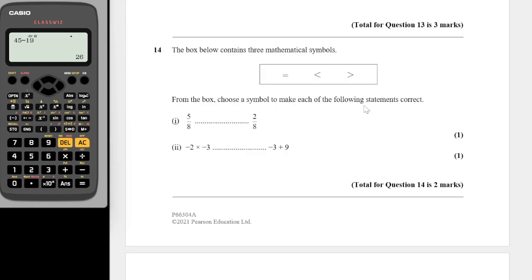Okay, question 14. A box contains 3 mathematical symbols: equals, less than, greater than. From the box, choose a symbol that makes the following statements true. Well, 5/8 is bigger than 2/8, so that's going to be that symbol. Minus 2 times minus 3 would be 6. And minus 3 plus 9 would also be 6, so those two are equal.